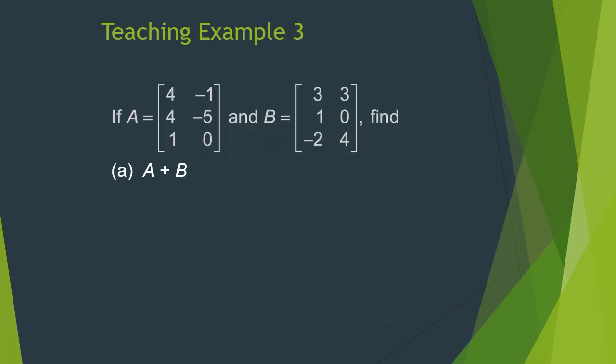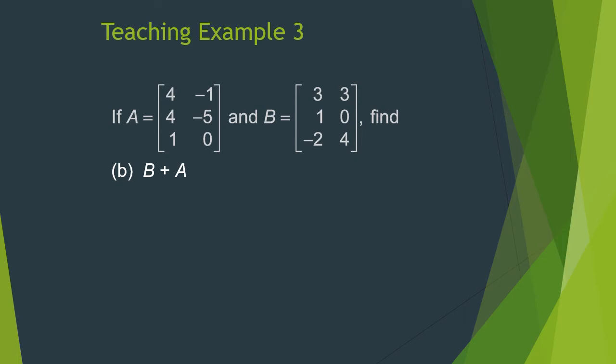So let's look at some examples. If I'm doing A plus B, I'm going to make matrix C, which is going to equal 4 plus 3, 7. Negative 1 plus 3, 2. 4 plus 1, 5. Negative 5 plus 0, negative 5. 1 plus negative 2, negative 1. 0 plus 4, 4. And that's it. As simple as that.